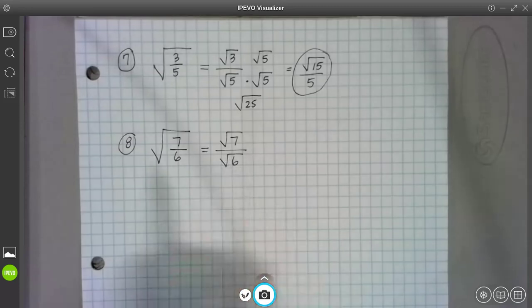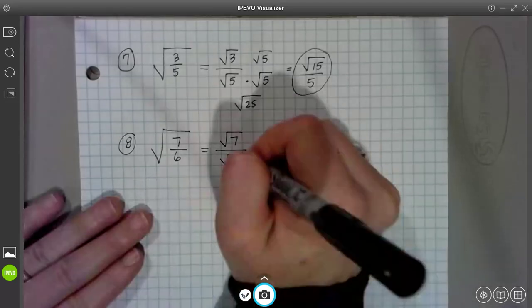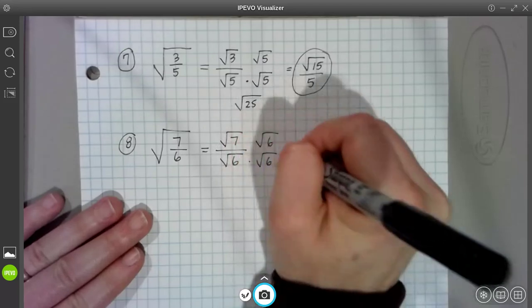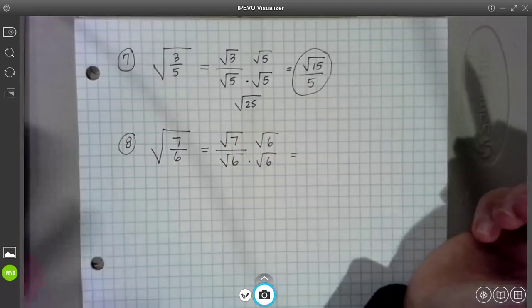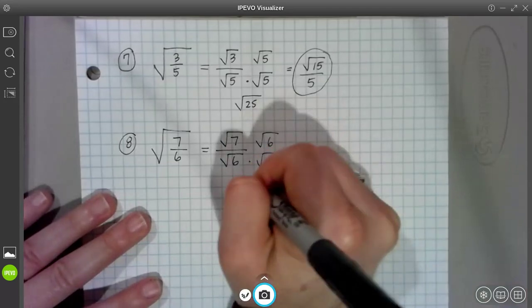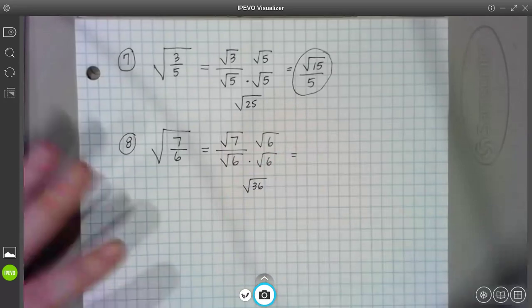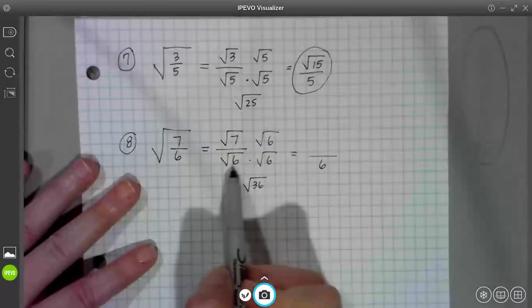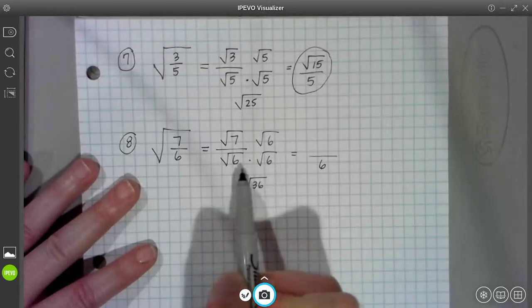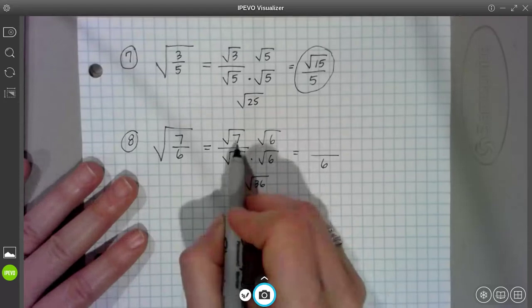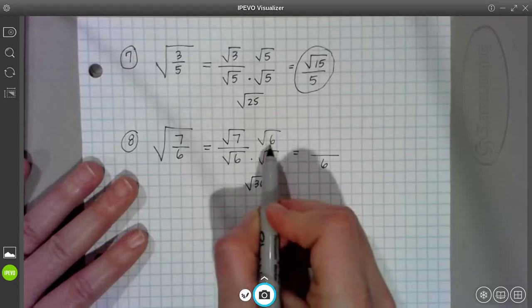All right. So to get rid of it, we just times top and bottom by the square root of 6. We're going to try and make a perfect square. Okay. So on bottom, the square root of 6 times the square root of 6 is the square root of 36, which is just 6. So guys, anytime you times the same two square roots together, the square root basically cancels and you're just left with the 6.